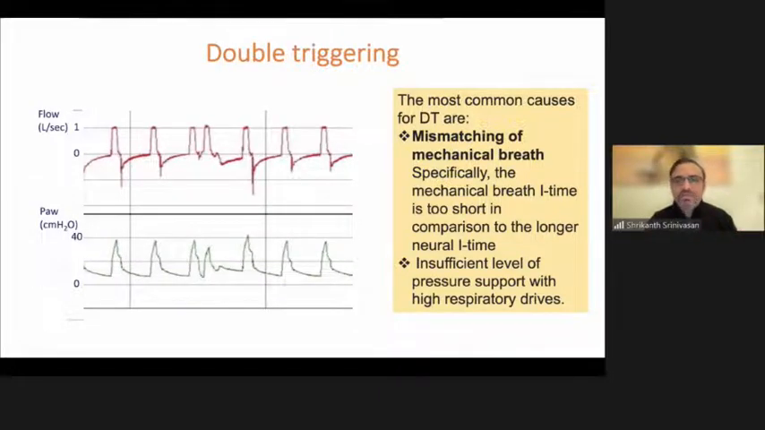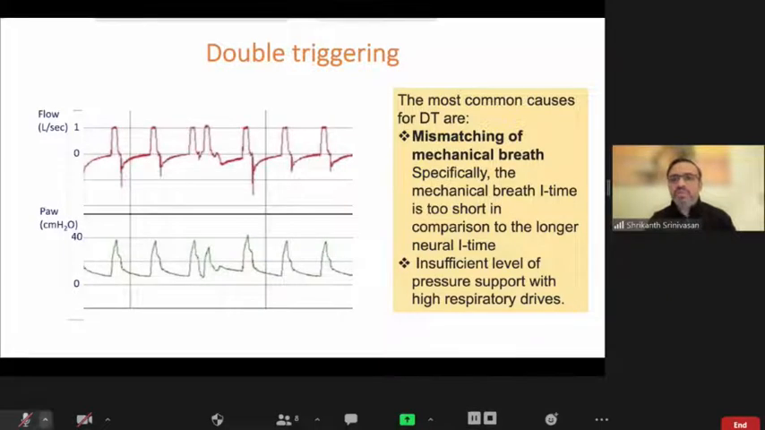So double breaths will obviously lead to breath stacking. It leads to inappropriately large tidal volumes being delivered. It leads to excessive minute ventilation, right? And that can be deleterious, especially when we are looking for a lung protective kind of ventilation. The most common cause for double triggering is a mismatch of the mechanical breath, especially when the mechanical breath I time is too short as compared to the neural I time.